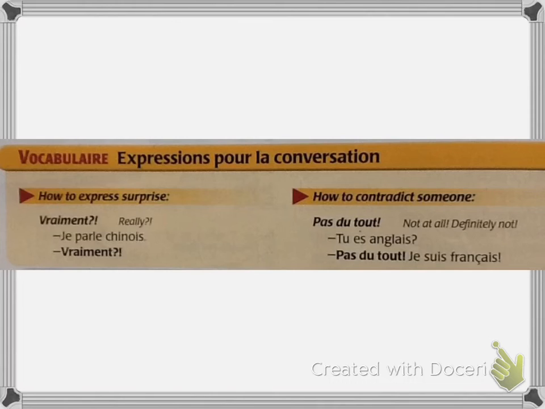S'il vous plaît, répétez. Pas du tout. Tu es anglais. Pas du tout, je suis français. So, are you English? Not at all. I am French. And we should be able to tell there, right? The person speaking over here, right, was male because we don't have an E on chinois. Same thing here. This would have been a masculine or male person speaking because there's no E's on anglais or français.